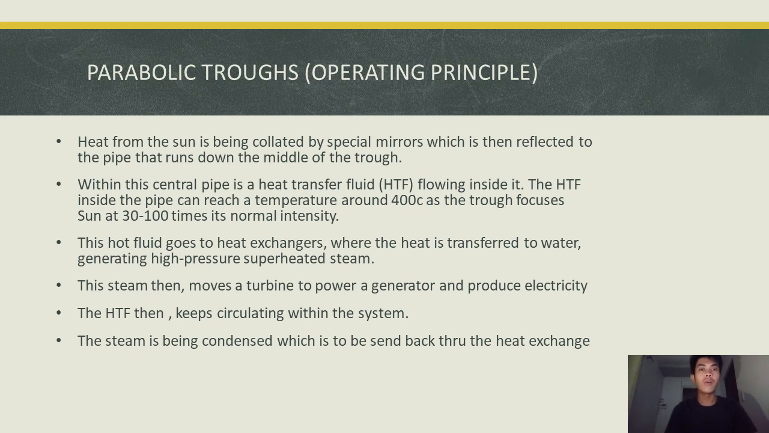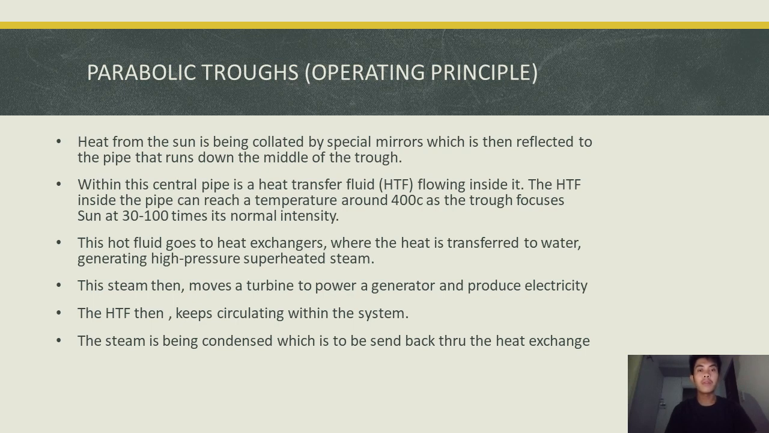Synthetic oil or molten salt mixture is usually used to circulate through the heat exchanger tubes and absorb heat concentrated by the mirrors. This fluid usually gets heated up to 400 to 600 degrees Celsius. The tubes then deliver these oils to the process.